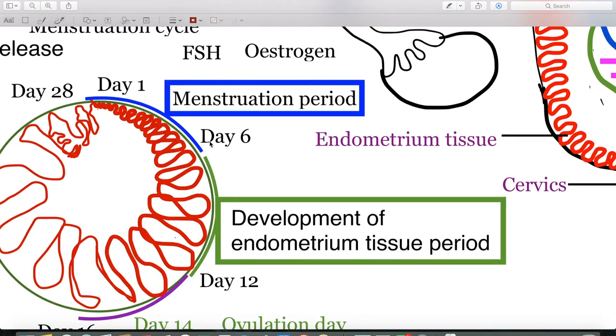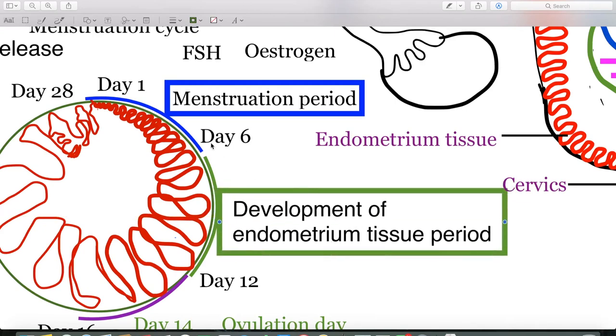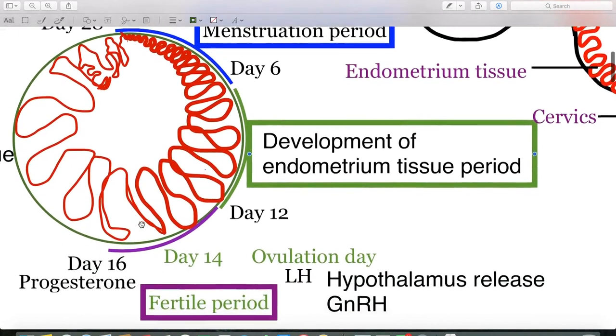Now let's look at day 6 until day 12. Day 6 until day 12 is basically a stage which you call the development of endometrium tissue period. So what happens during this period? You can see that the endometrium tissue is getting well developed. It is filled with a large network of blood capillaries until it reaches a desired thickness. By day 12, it's already at the right thickness and well developed.